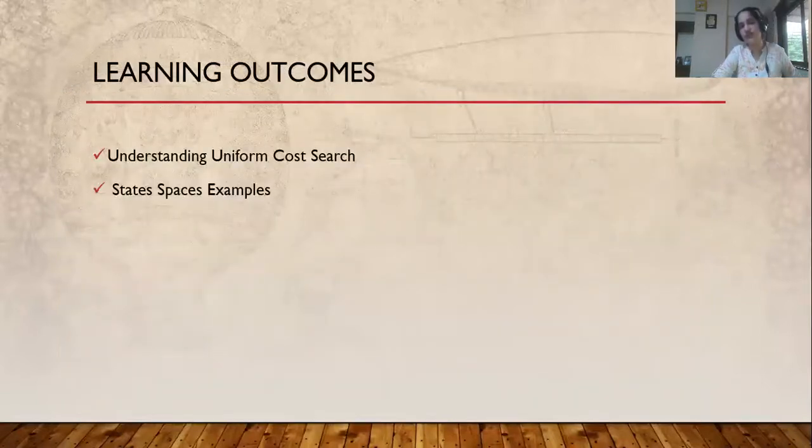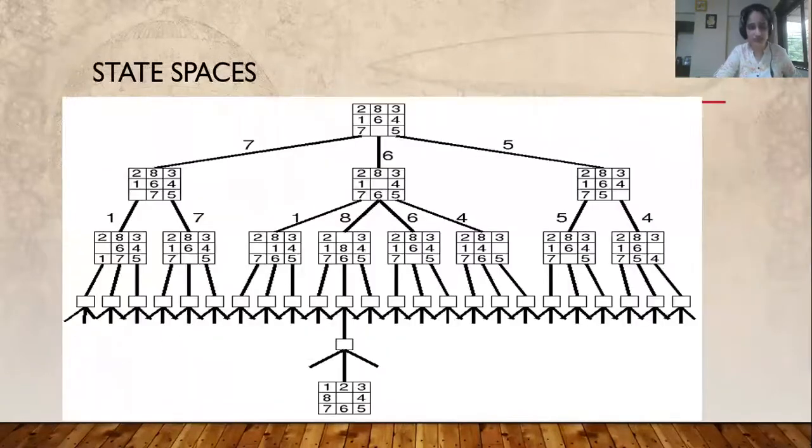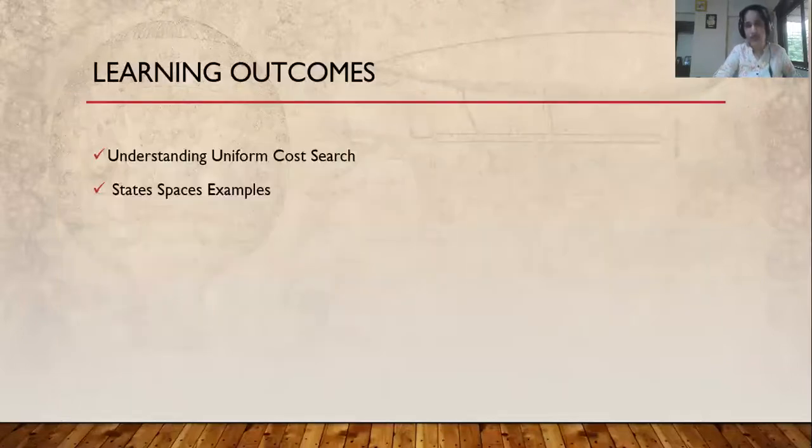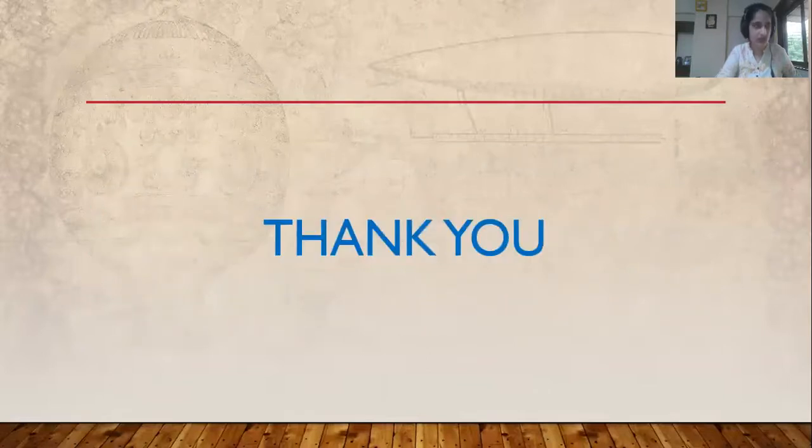Today we learned about what uniform cost search is, and we also got an understanding of what these state spaces look like, taking an example of the tic-tac-toe state space and also the state space of a puzzle game. That was it for today. With that, we have come to an end of what we call uninformed search techniques. Thank you all.